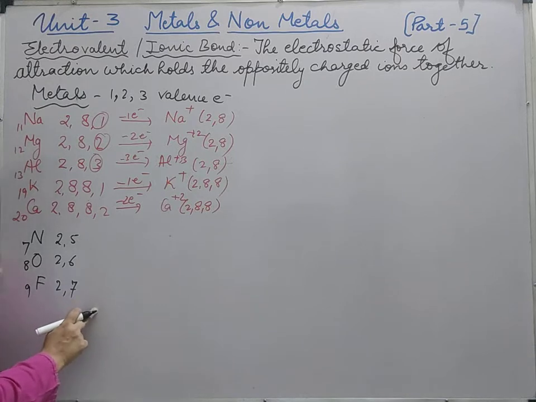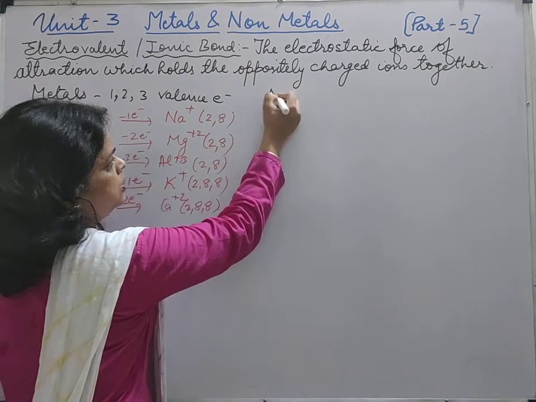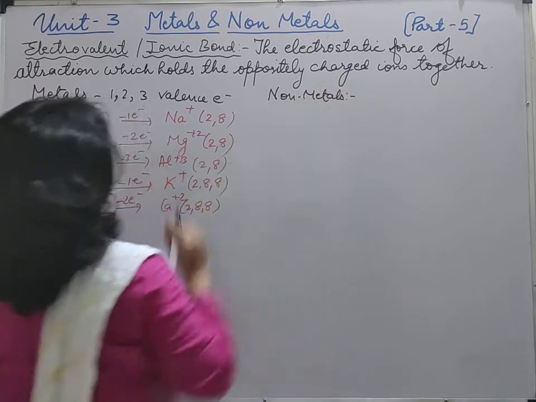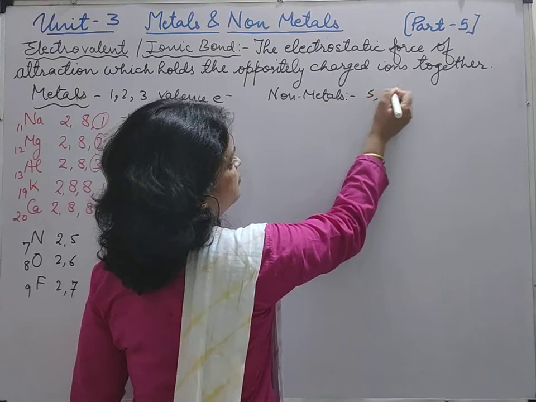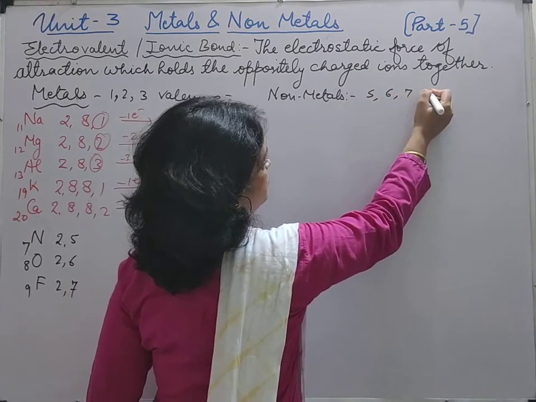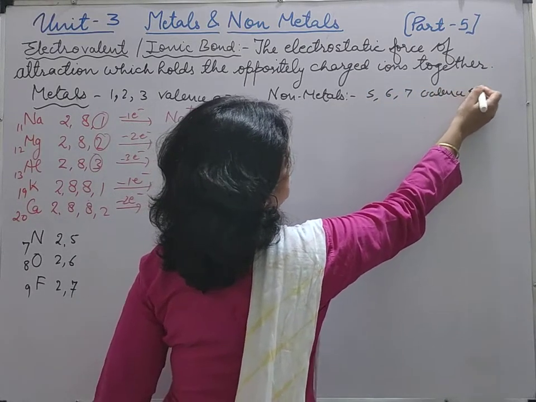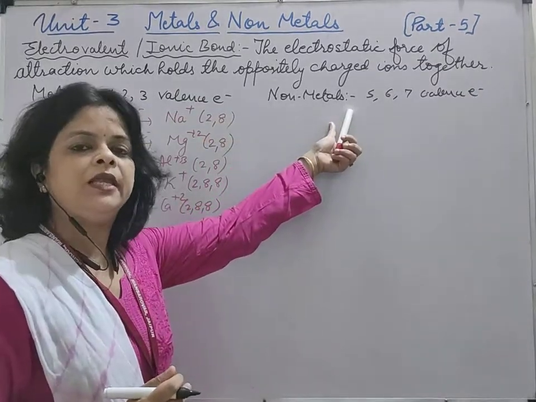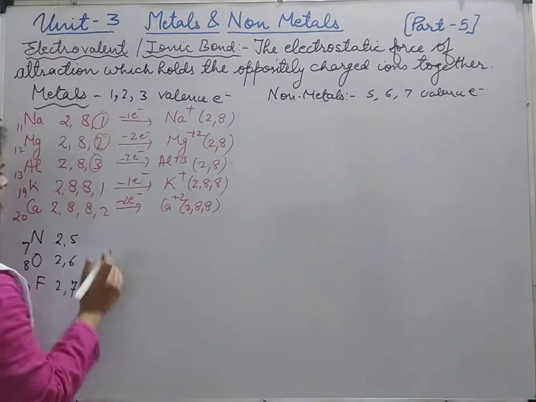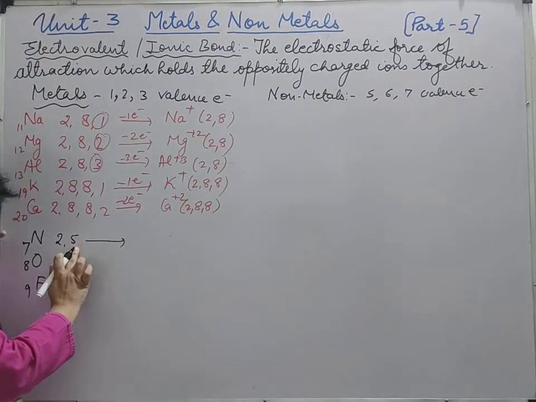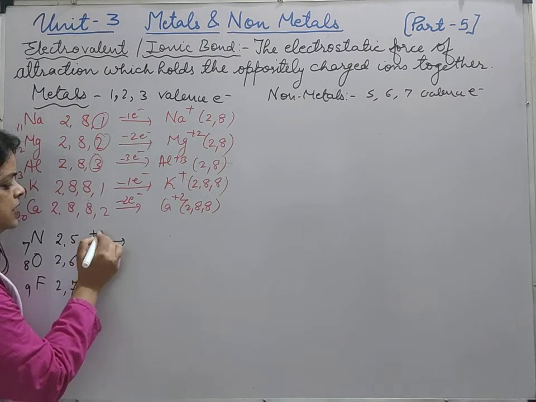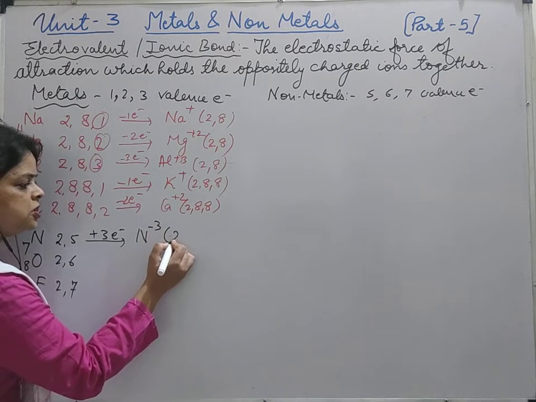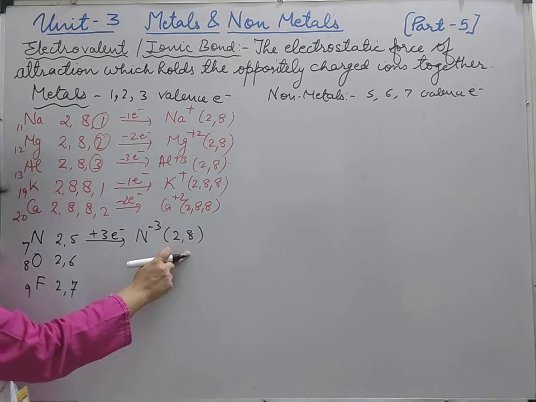So here we can see they have 5, 6, 7 valence electrons. Non-metals have 5, 6 or 7 valence electrons. So what will be their nature? Not to lose electrons; the nature of non-metals is to gain electrons. Here nitrogen will gain 3 electrons for stability and form N 3 minus, whose configuration becomes 2, 8. That is neon gas.